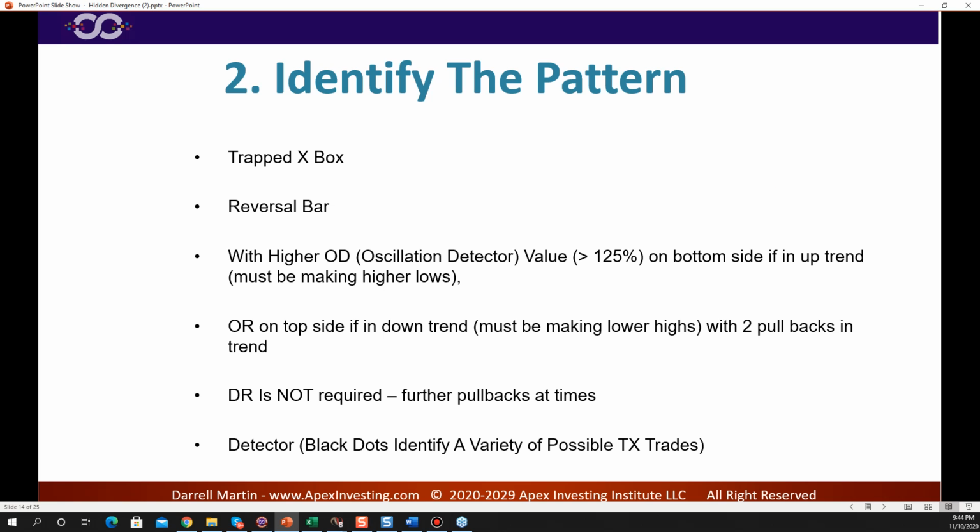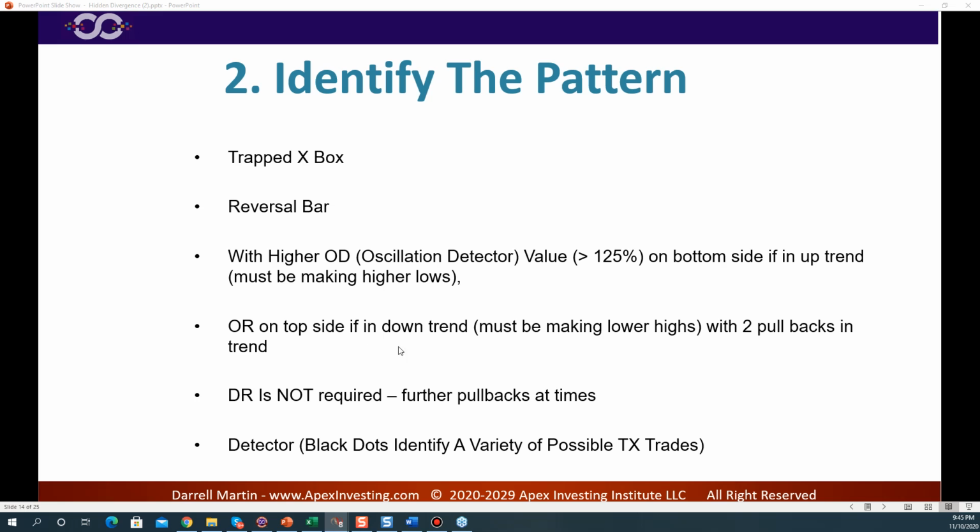So identifying the pattern, we're looking for that trapped X box on that reversal bar that's continuing with the trend. We want the oscillation detector to show 125% or more. Okay. DR is not required. Daryl just mentioned that. That is a big rule for our regular filtered TX trades, right? That they have to be in the same direction as DR. But in a trend, when you have a hidden divergence pullback, because that pullback is so strong, it can go a little further, which can cause DR to flip the other way. And normally we wouldn't take that trade if it's against DR. But because of the power of that hidden divergence, you can take that trade with the trend if there is HD. Okay?